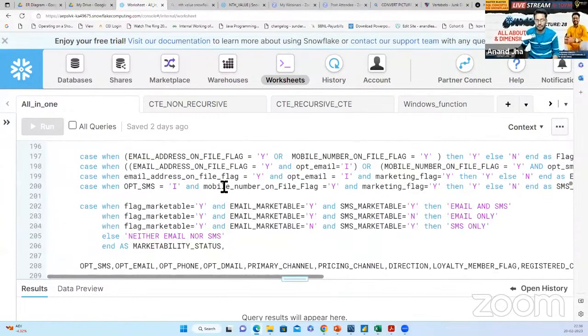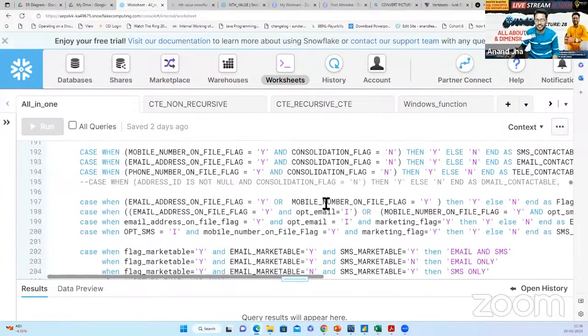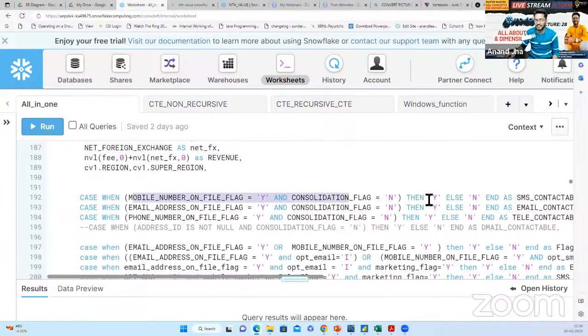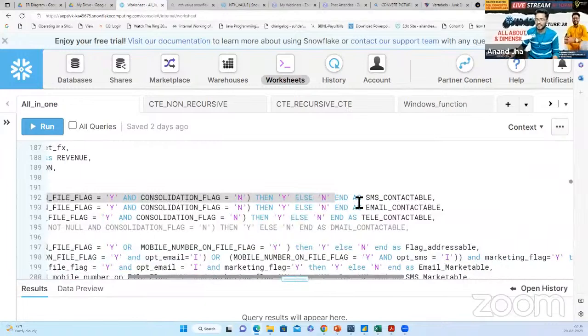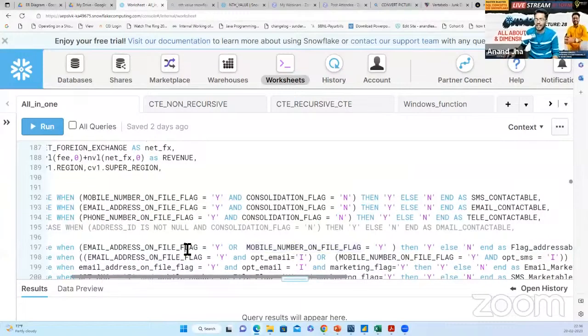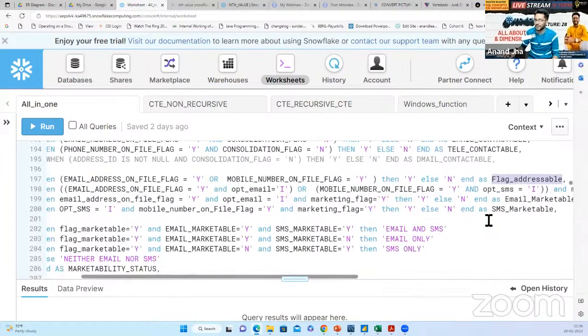See this. I have created certain flags for my simplification purpose. Flags with if-then-else logic. If the customer has turned on the mobile number and email, I flag them as addressable.